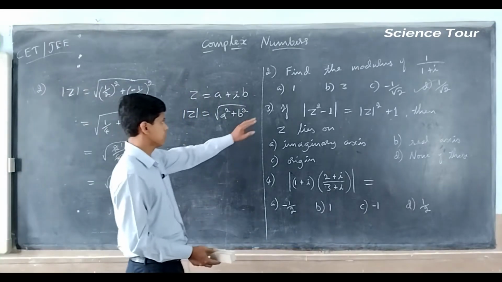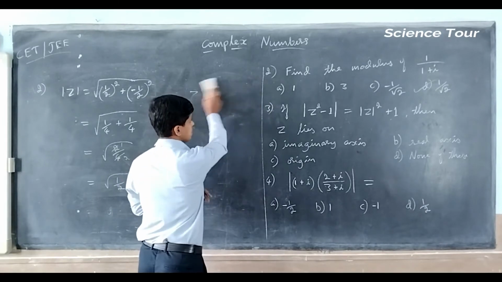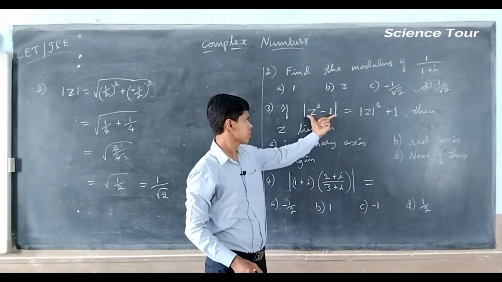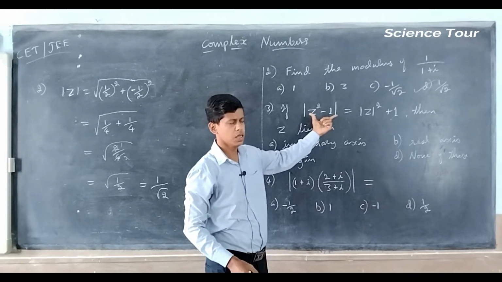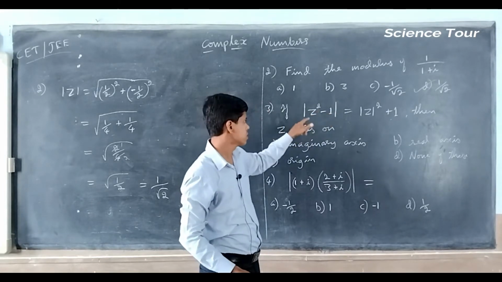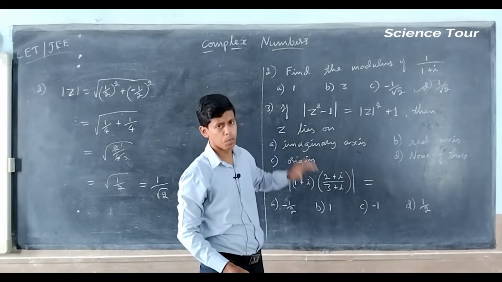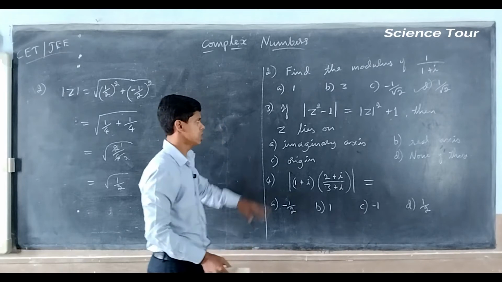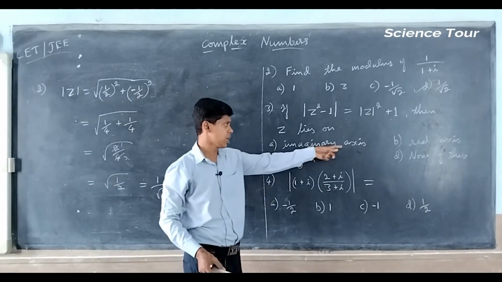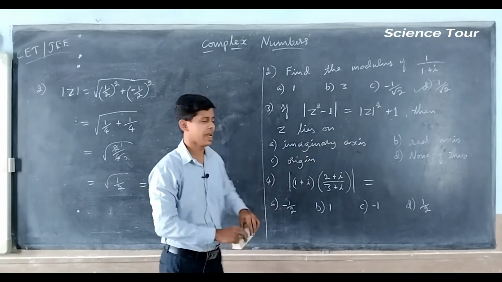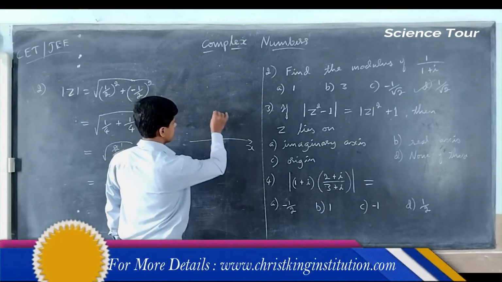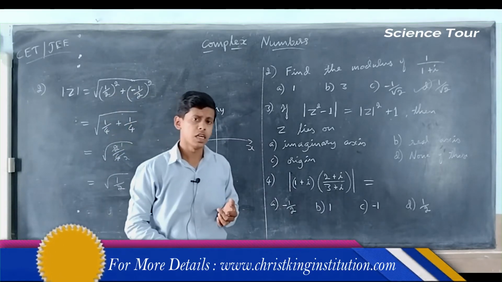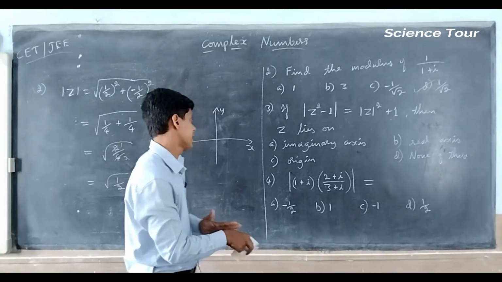Let's move to the third problem here, and the third problem is based on the concept of modulus. Let's see how we can use it. But what is z here? z is a complex number, so you can take it as x plus iy, or a plus ib, doesn't matter. We'll go with x plus iy, because in the answers you see the real axis and imaginary axis, so x is the real axis and y is the imaginary axis. Therefore we shall take a complex number as x plus iy.